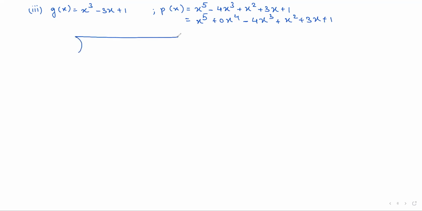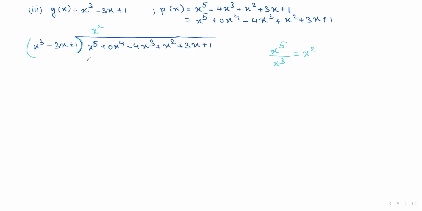So p of x is written here, x to the power 5 plus 0x to the power 4 minus 4x cubed plus x square plus 3x plus 1. And g of x over here, x cubed minus 3x plus 1. Dividing the first term, x to the power 5 by x cubed, you'll get x square. Place x square over here. Multiply the whole g of x by x square. We'll get x to the power 5 placed under x to the power 5, minus 3x cubed, minus 3x cubed, plus x square, plus x square.